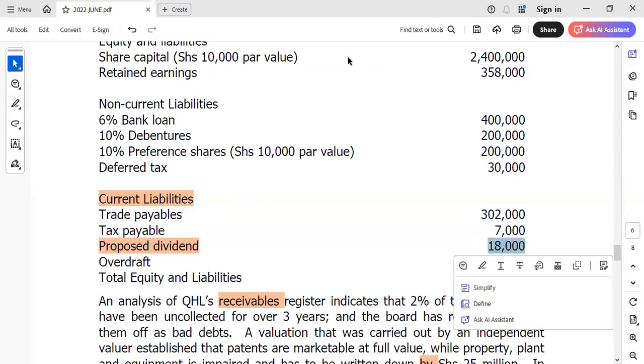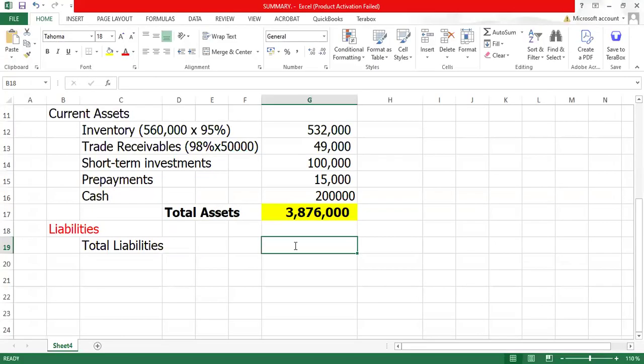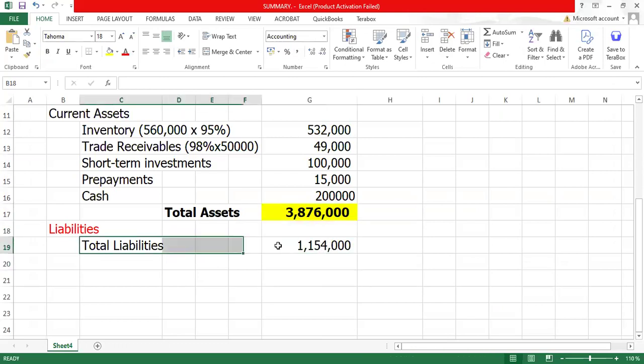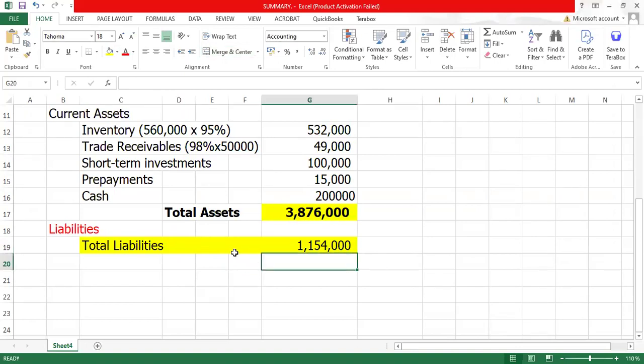What is the total? I'm getting 1,154,000. Is it like this? Yes. Colleagues, are we together, or is there a question? Are you seeing my workbook or are you seeing the question paper?